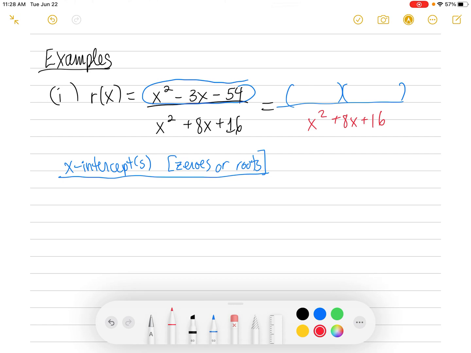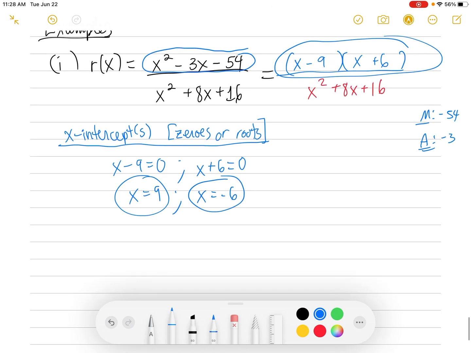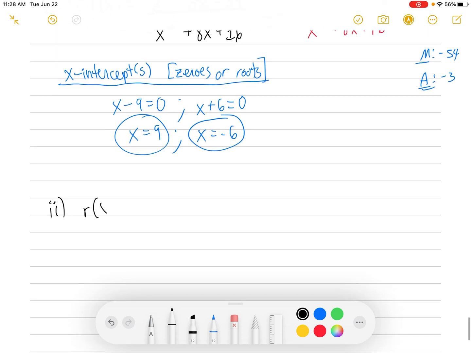Normally, you would factor the bottom, though, for finding the vertical asymptotes, right? But the factors of the top are going to tell you the x-intercepts. So I can put an x here, and I want to find two numbers that multiply to give minus 54 and add to give negative 3, and I come up with negative 9 and positive 6. So then I take my factors up top, and I set them equal to 0. I get 9 as an x-intercept, and I get negative 6 as an x-intercept. Okay?